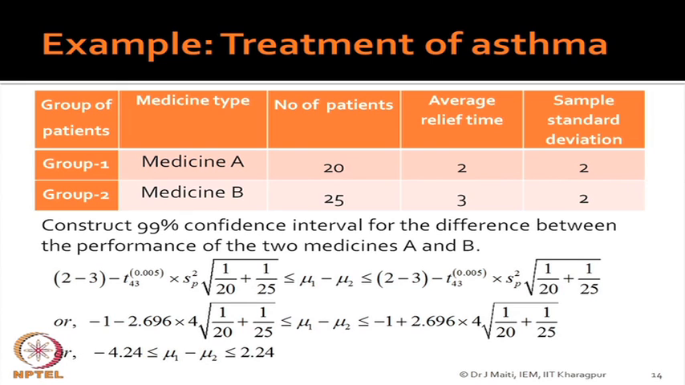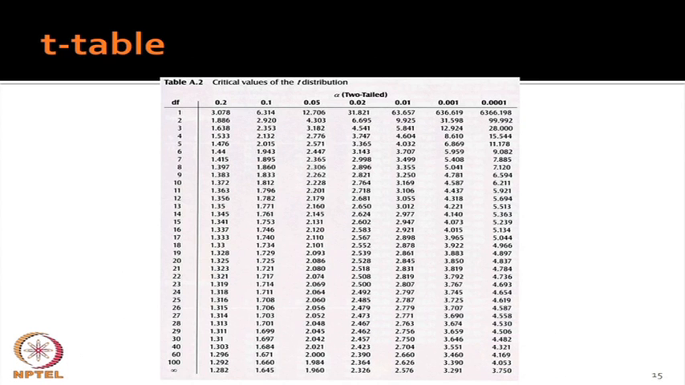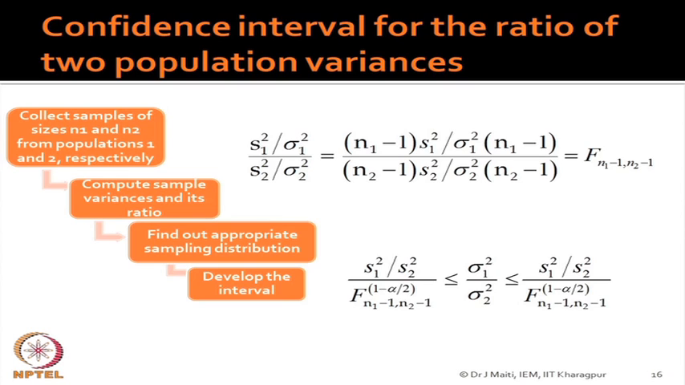Before going to the other one, I think you can simply find out how to calculate the confidence interval, all those things we have discussed. Now, the confidence interval for the ratio of two population variances. So, how do you test that two population variances are equal? Do you know any statistic, any test?